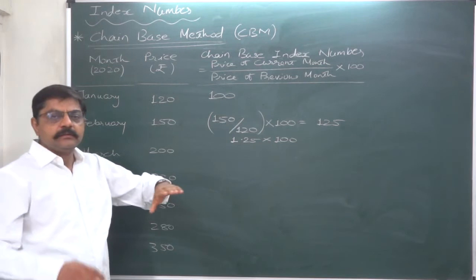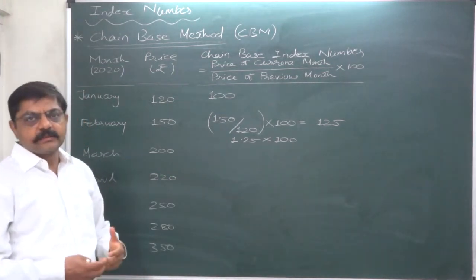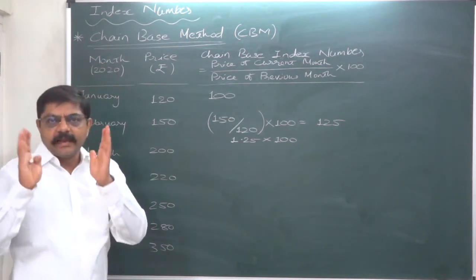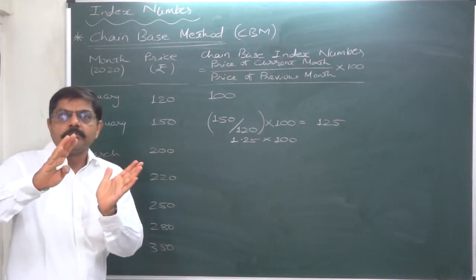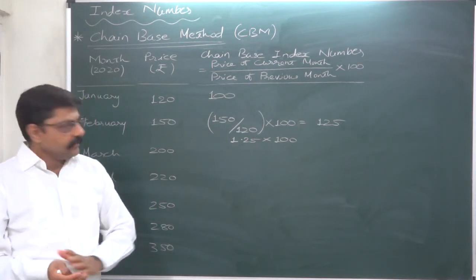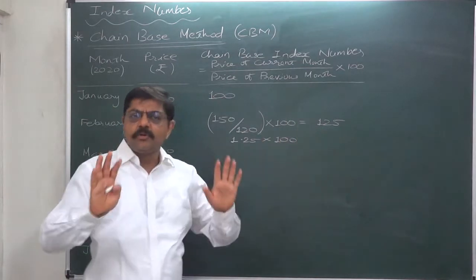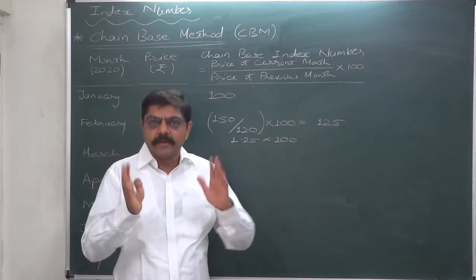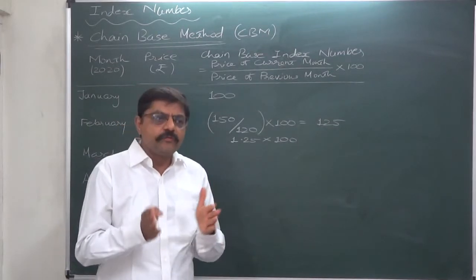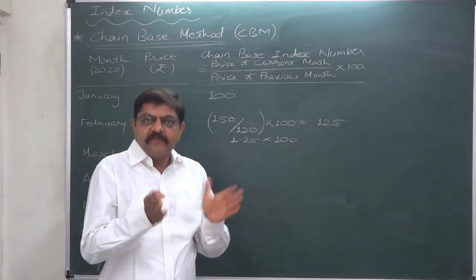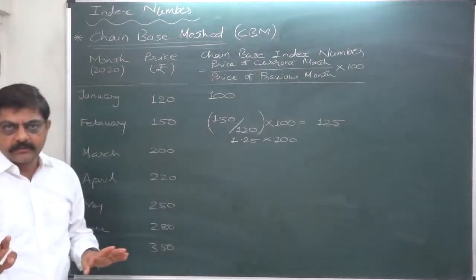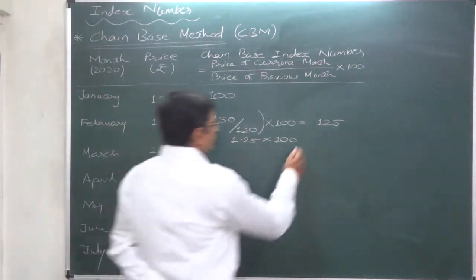But we generally prefer the index number to be expressed as a percentage, because the index number is actually free or independent of unit of measurement. 125 means at the most we can say that it is 125%, but if we say 125%, then we have to further clarify 125% of what. But 125, that is the index number. Okay.